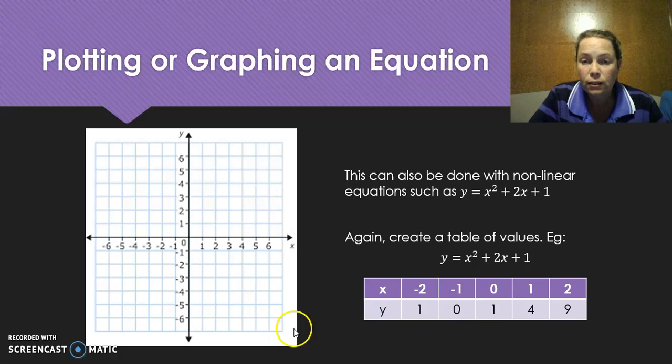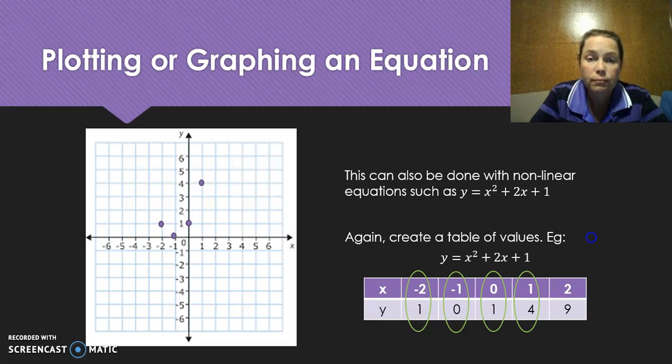So with the first one here, let's find that mouse. So we've got, when x is -2, we'll end up with 4 plus -4, which of course will be 0, plus 1 gives us 1. When x is -1, this becomes 1 plus -2, which is -1, plus 1, which is 0, and so on. Once again, that then creates sets of coordinates that I can graph, and we have a quadratic equation there.